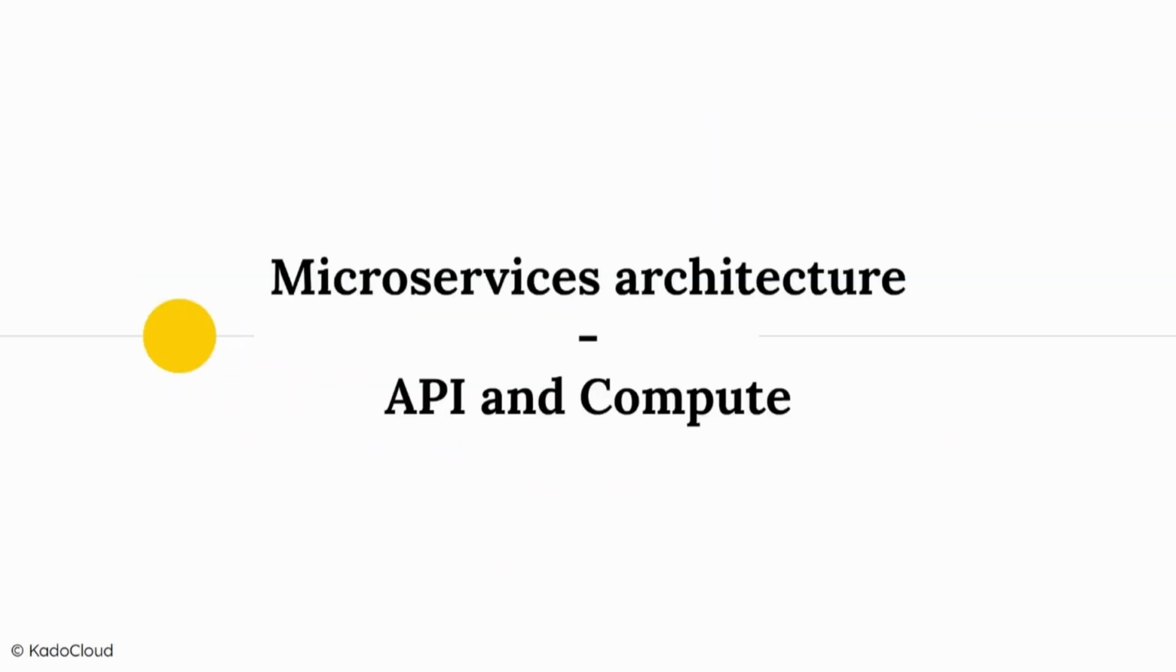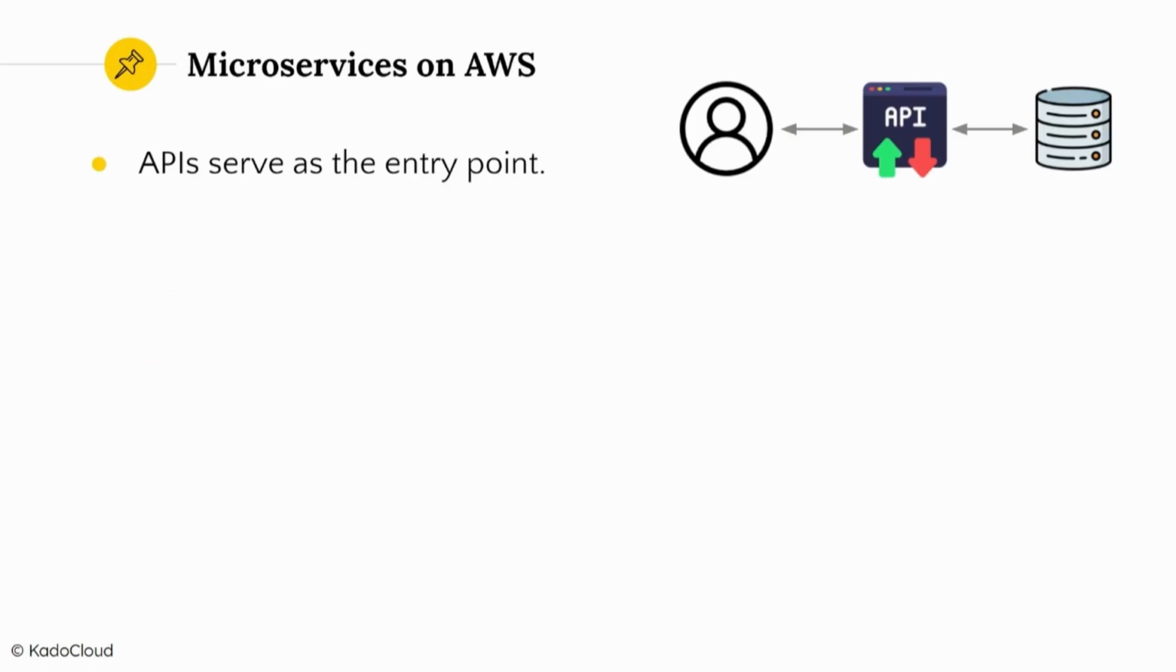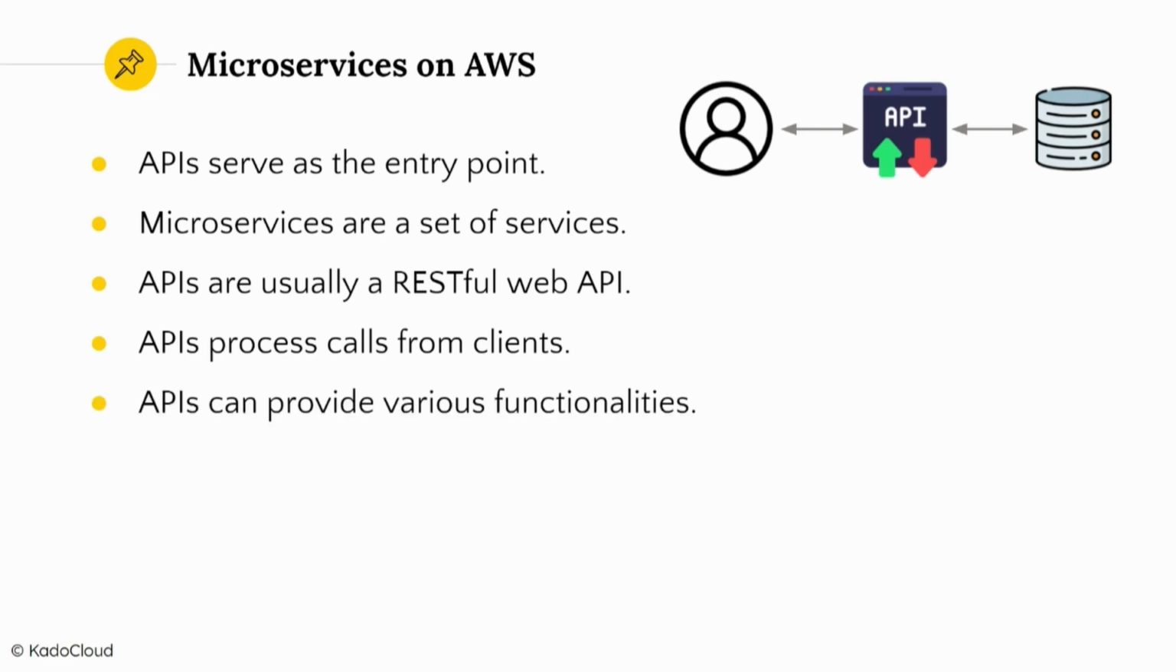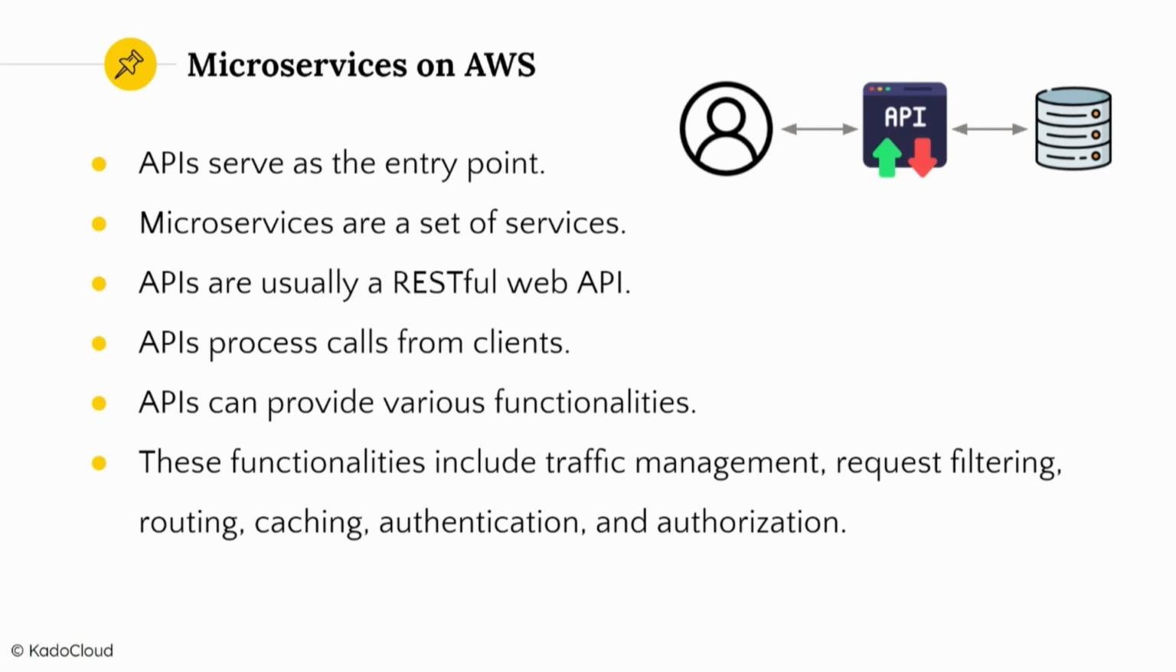In this section, I will teach you everything you need to know about microservices APIs and compute. APIs serve as the entry point for applications to interact with microservices that allows access to the programmatic interfaces of a set of services, usually in the form of a RESTful Web Services API. The API processes calls from clients and can provide various functionalities like traffic management, request filtering, routing, caching, authentication, and authorization.